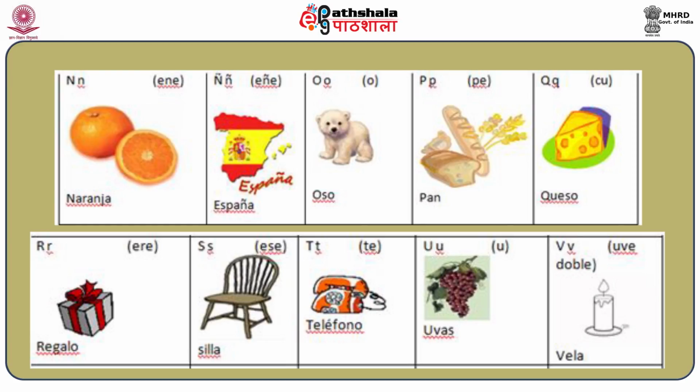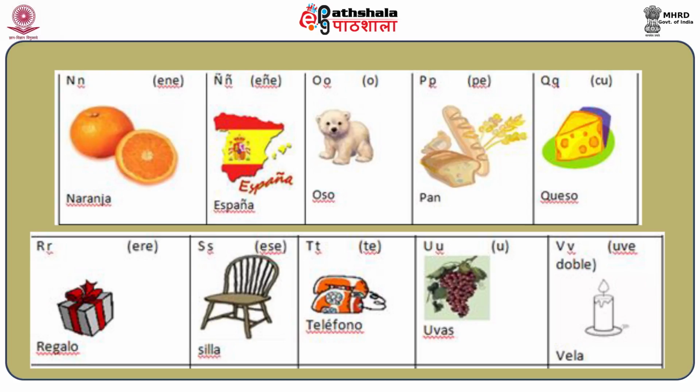Ene is not in English, but it is in Spanish. So the sign that you see here is pronounced as Ene as in España. O is pronounced as O as in oso. P is pronounced as P as in pan. Q is pronounced as Q as in queso. R is pronounced as R as in regalo.